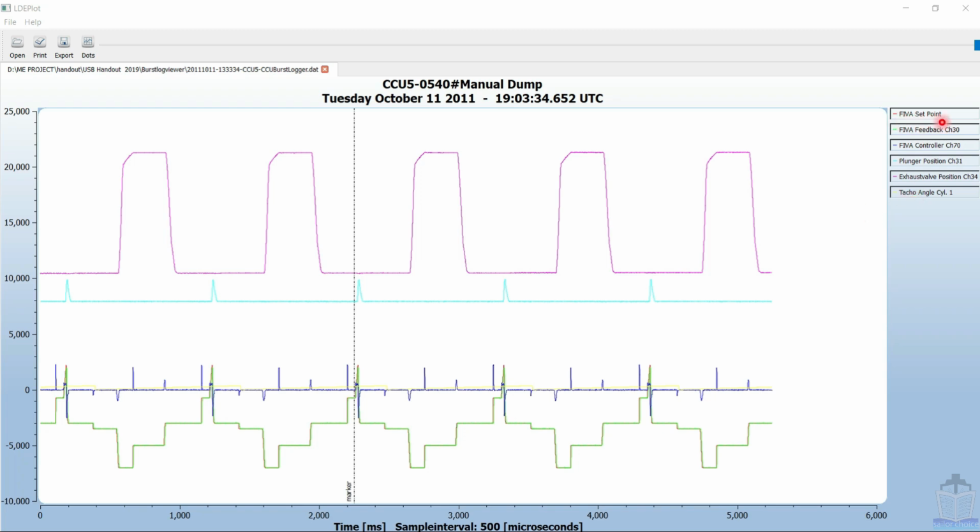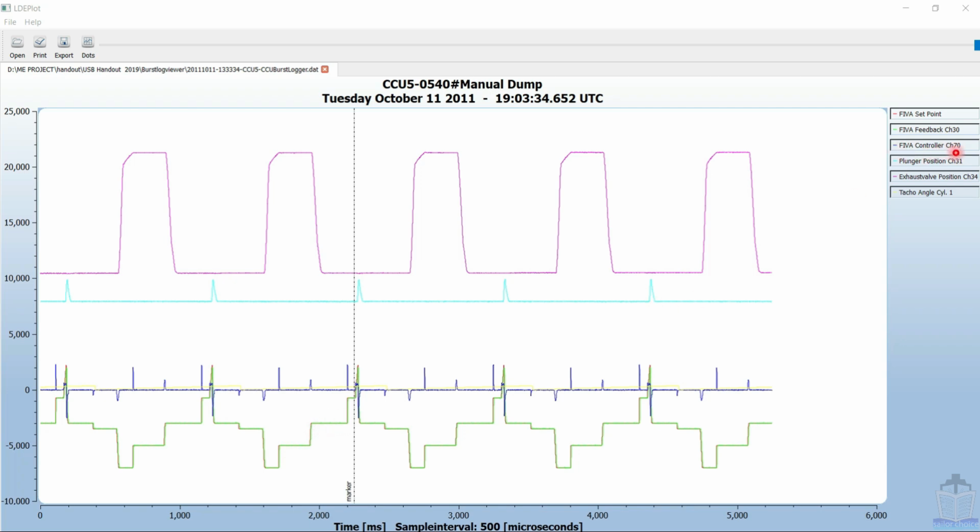So the first one is FIBA set point. Beneath this green line there is a red line, which is the FIBA set point. This green line is FIBA feedback channel 30. As we know, the FIBA set point is superimposed by channel 30.